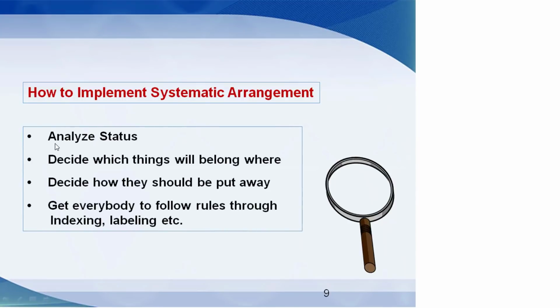Now let's understand how to implement systematic arrangement. First of all, we need to analyze our status. What is my current status? How are the materials being organized right now? Then we can decide which thing needs to be placed where. That means a place for everything.